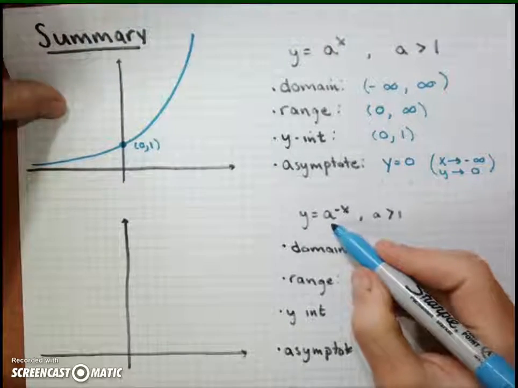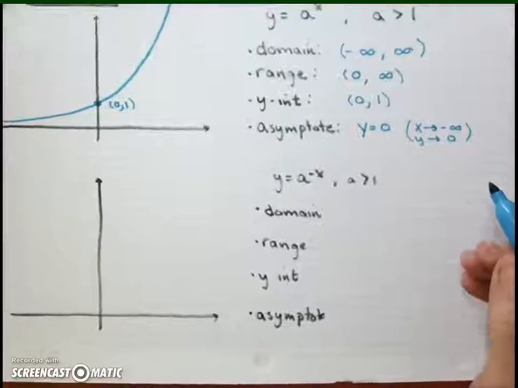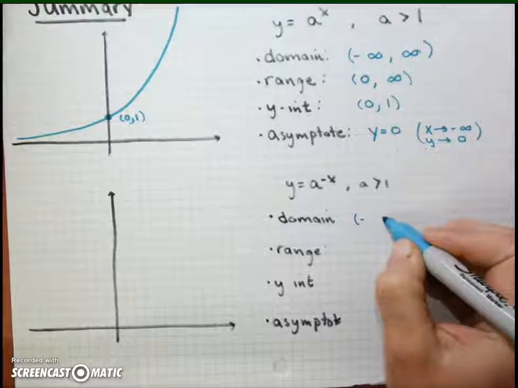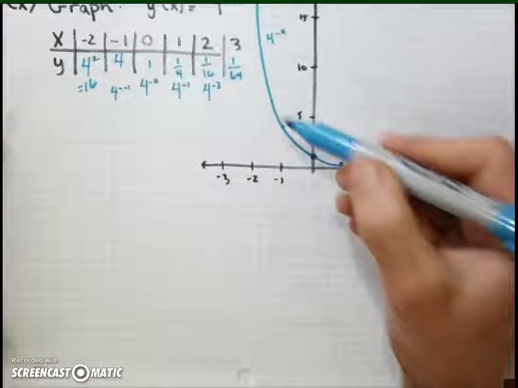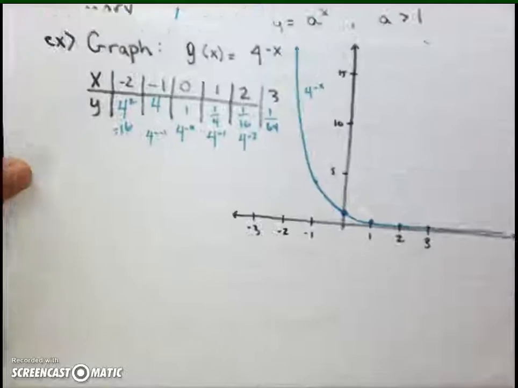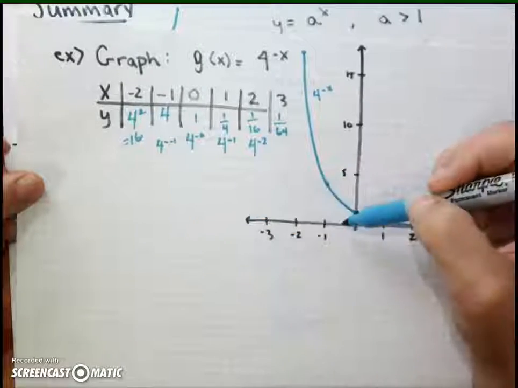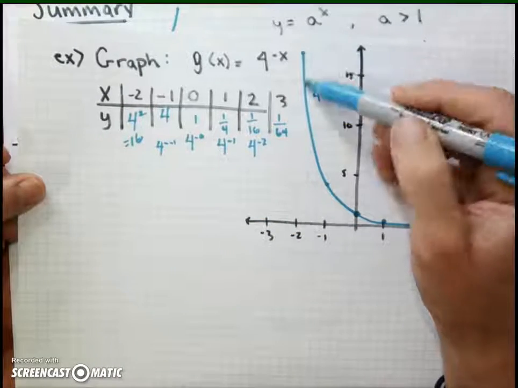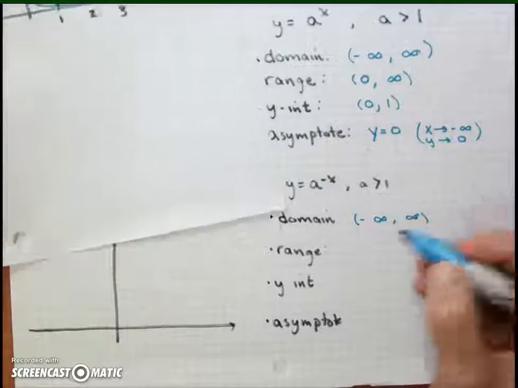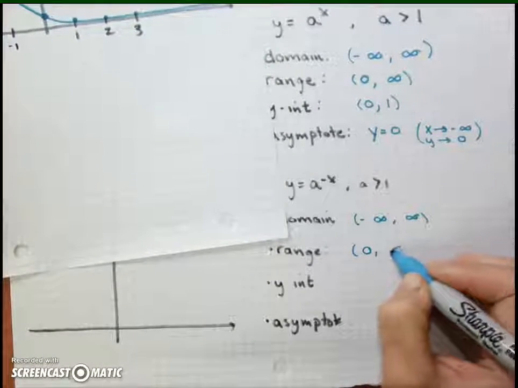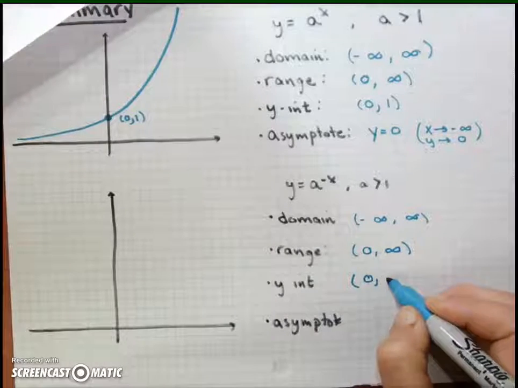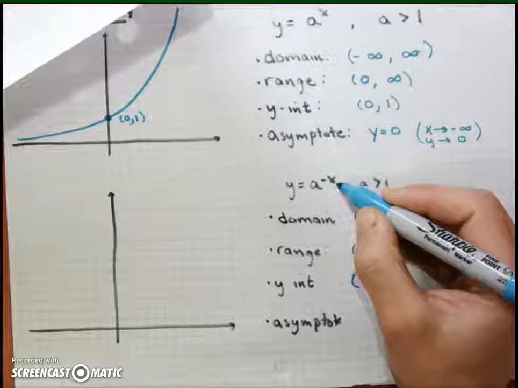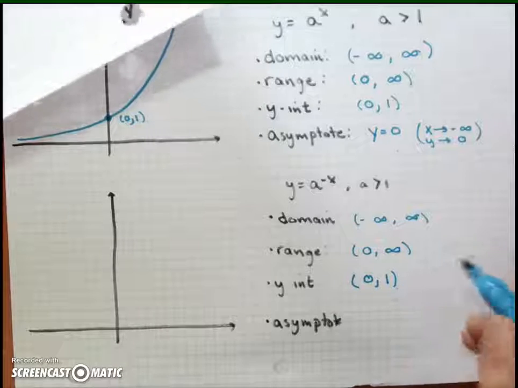And similarly, if we have a to the minus x, we know that our domain is all real numbers again. Even though it was decreasing, we never drop below the axis, and as x gets more and more negative, the values of f of x get larger and larger. So the range is also 0 to infinity. The y-intercept is also (0, 1), because when I plug 0 in for x, the output will be 1.